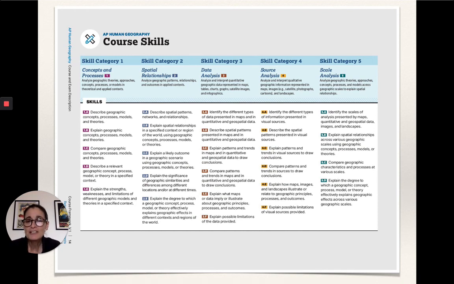All right, 2E, explain the degree to which a geographic concept, process, model, or theory effectively explains geographic effects in different contexts and regions in the world. So here's the way it is in this place. Is there a geographic model or theory that we've talked about that explains why it is the way it is? Why is most of our national forest in America on the West Coast? Well, von Thunen explains why, right? Von Thunen, that forest ring, is where it is, right?